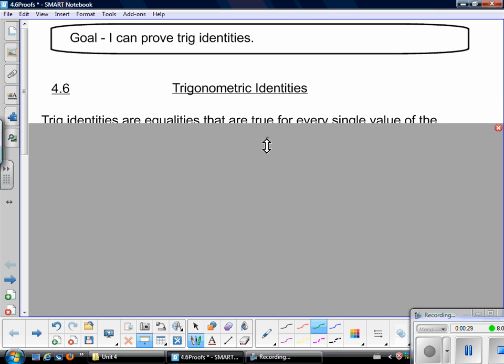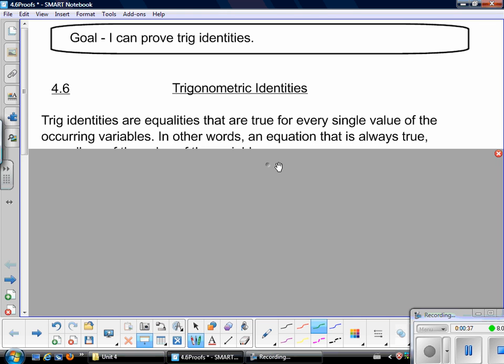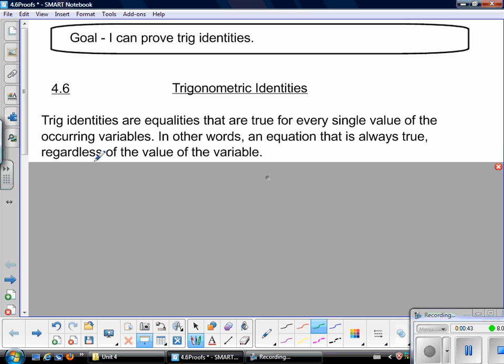So, trigonometric identities. Okay, now, first of all, trig identities are equalities that are true for every single value of occurring variables. So, in other words, an equation that is always true regardless of the value of the variable. So, remember earlier when you did some work with the exact values worksheet and it asked you to show that one side equaled the other. Very similar to that. However, they expected you to put in one variable at a time. But what we want to do is prove something so that it doesn't matter what variable we use, it is always true.